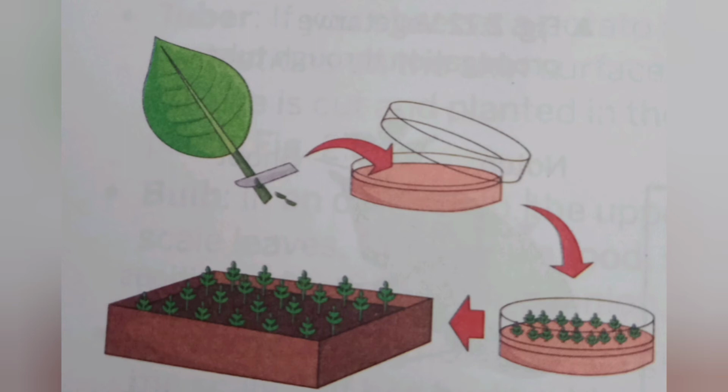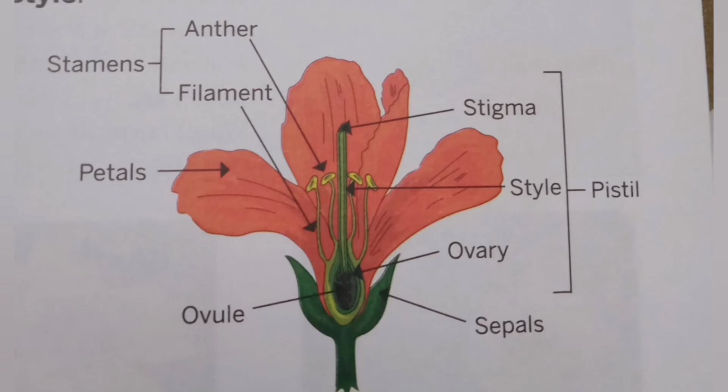Next we will read about sexual reproduction. So what is sexual reproduction? In sexual reproduction, the fusion of male and female gametes is involved. This takes place in a flower. The outermost whorl of a flower consists of green leaf-like structures called sepals. The next whorl consists of brightly colored petals. Stamen is the male part of the flower.